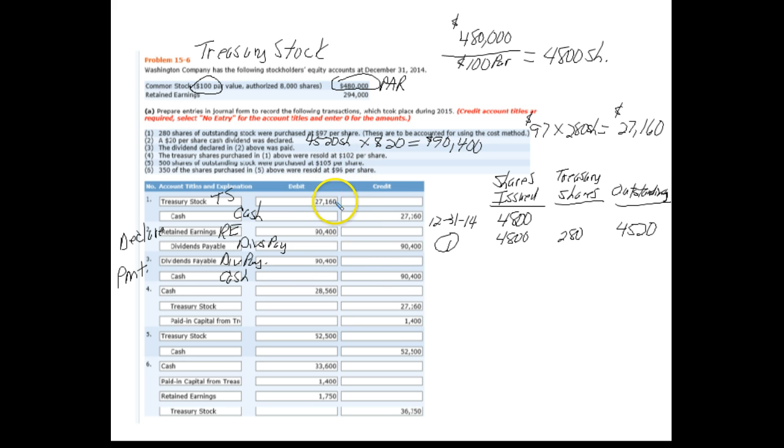Okay, well let's go to the next page. I set up some T accounts. I'm going to post this debit, $27,160, to it. And then we're also going to go ahead and post the retained earnings. So I'm going to do that.